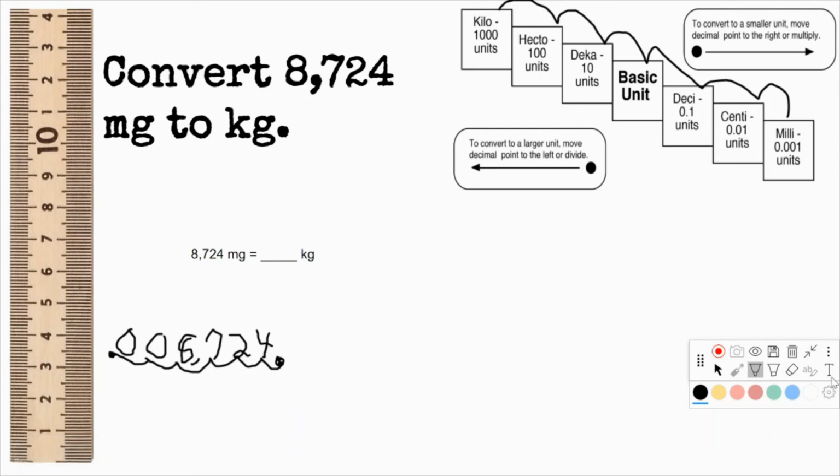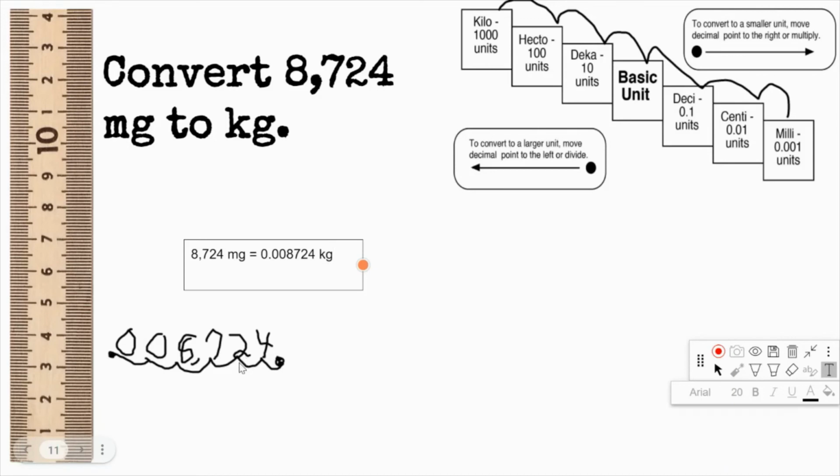So then the new number here is, and let me erase this right there, 0.008724. We went from 8,724 to 0.008724. And always put a 0 in front of the decimal, right? It's just kind of a placeholder there, but that's the right way to write it. So again, 8,724 milligrams is equal to 0.008724 kilograms, right? And that's because we went 6 to the left. So you move the decimal 6 to the left.